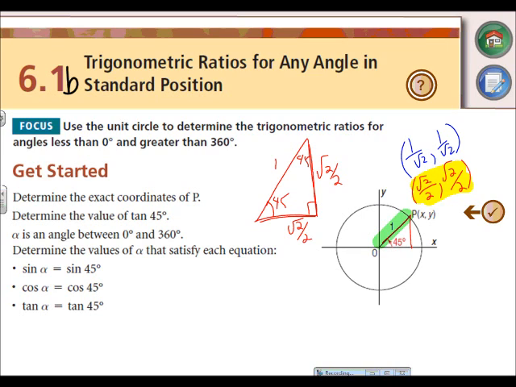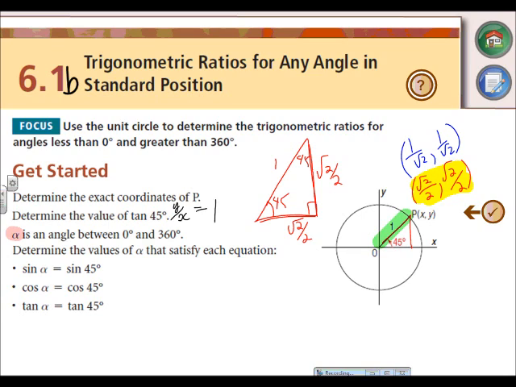All right. First one, determine the value of tan of 45. Tan of 45 from part A was y over x. So we're going to take our y coordinate, which is root 2 over 2, and divide by the x coordinate, root 2 over 2. If we're dividing it by itself, we know that's going to equal 1.